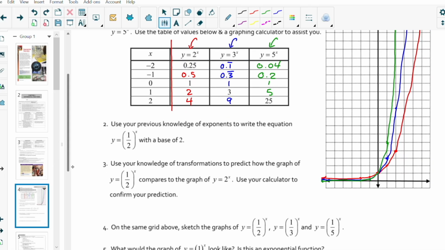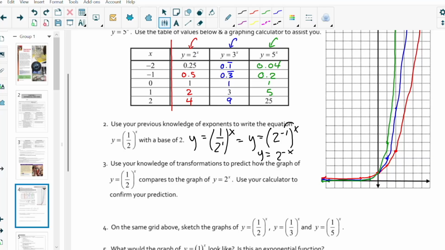All right, on to a few questions here. Use your previous knowledge of exponents to write the equation y equals (1/2)^x with a base of 2. I'll start with this, right? We know that the 2 in the denominator has an exponent of 1, so I can rewrite that, using our negative exponent rule, as (2^-1)^x, and then I can use the power rule to multiply those together, so y equals 2^-x.